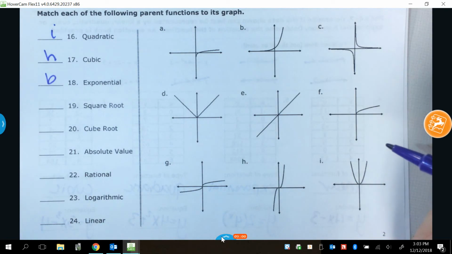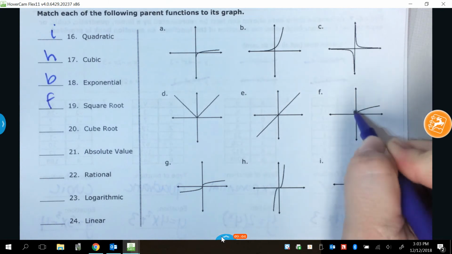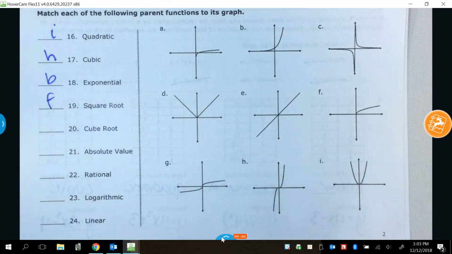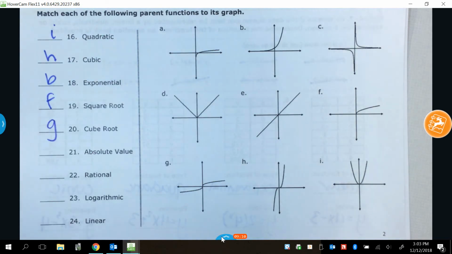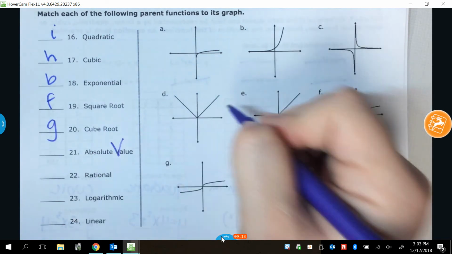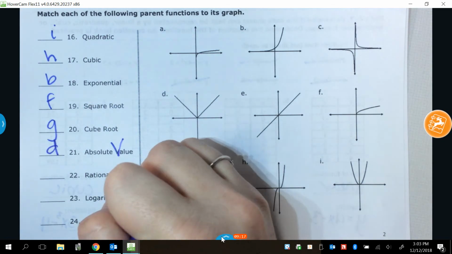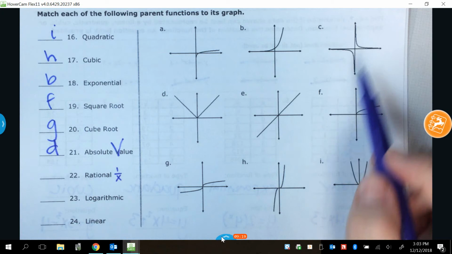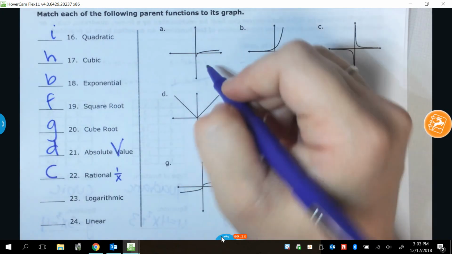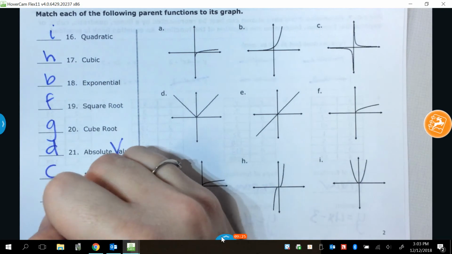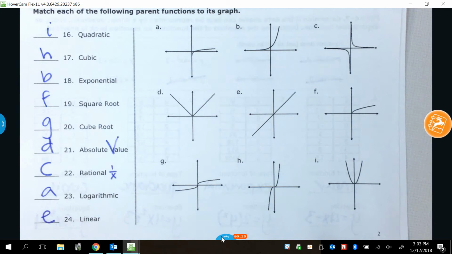Square root is F. Remember, it kind of looks like a quadratic, but it's missing half of it, okay? Cube root is like cubic, but sideways. Absolute value, V for value. Rational, I always think of a fraction. Okay, so it's got something on top and on bottom, C. Logarithmic is this one. It's kind of like a sideways L. And linear is a straight line, E.